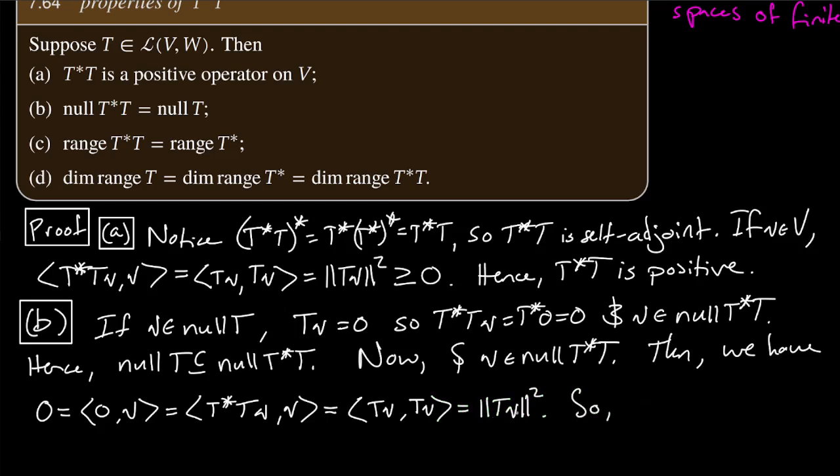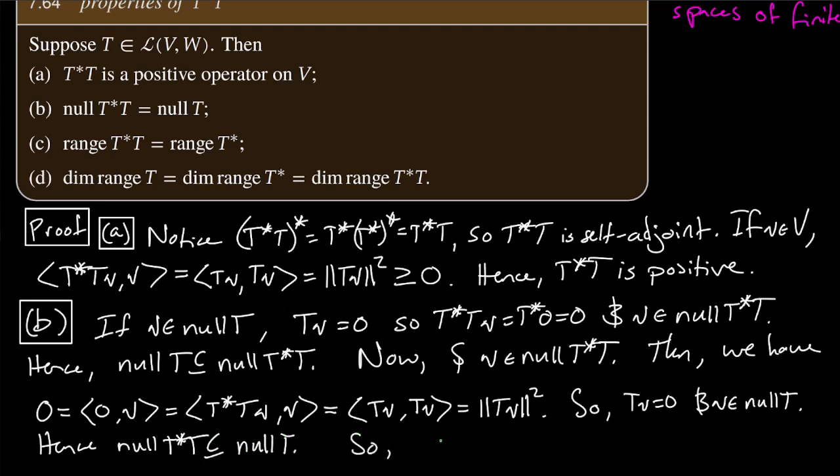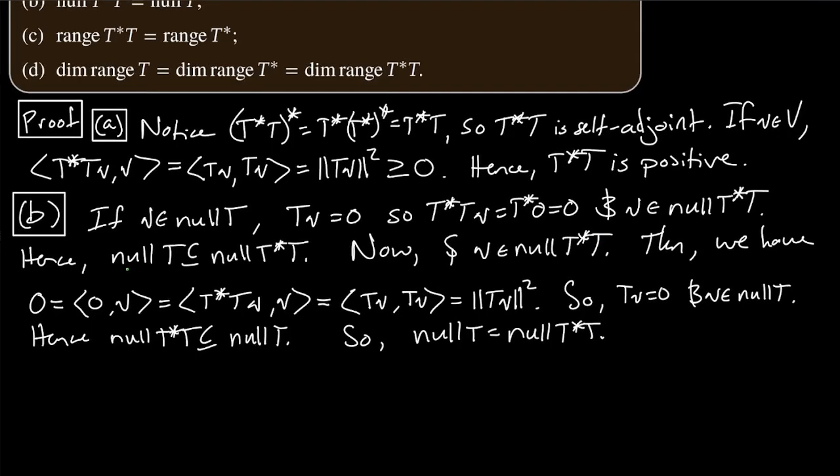So if the norm of TV is 0, then TV is equal to 0 and V is in the null space of T. Hence, the null space of T star T is contained in the null space of T. So, null T is equal to the null space of T star T. That is, we've shown that the null space of T is contained in the null space of T star T, and we've shown that the null space of T star T is contained in the null space of T. So they're equal. All right, nothing crazy there.